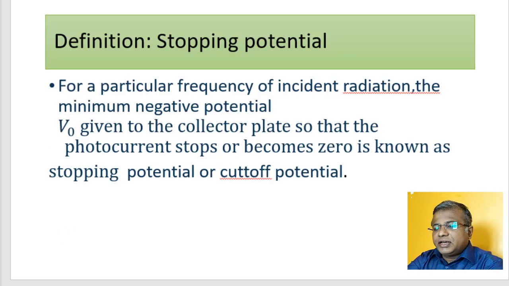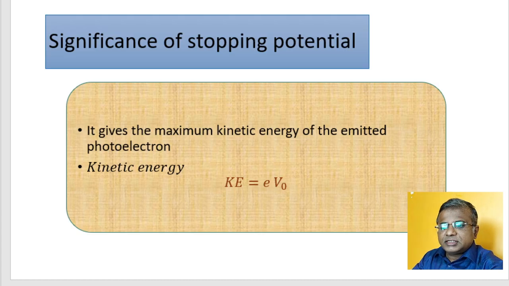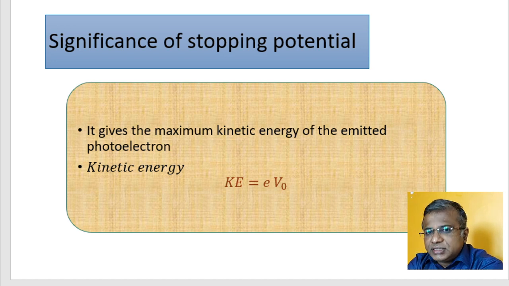If I go back to the definition of stopping potential, see the definition. For a particular frequency of incident ray, the minimum negative potential V naught given to the collector plate so that the photocurrent stops or becomes zero is known as stopping potential. So what's the importance of this stopping potential? Stopping potential has a very important significance.